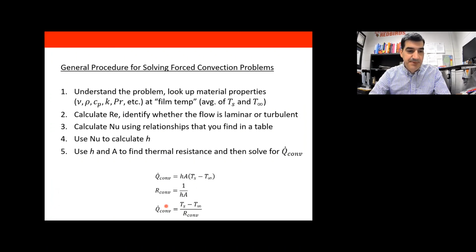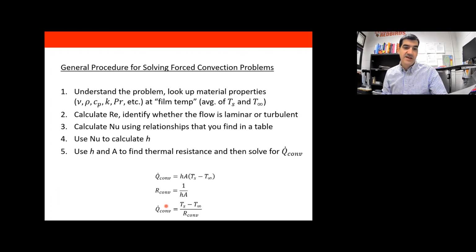We have a steam pipe with an outside diameter of 30 centimeters and a surface temperature of 120 degrees Celsius. It's running through an engine room with an ambient temperature of 30 degrees Celsius. And we've got ventilation, meaning the average velocity of the air flowing around the steam pipe is 2 meters per second, and the pipe is 10 meters long.